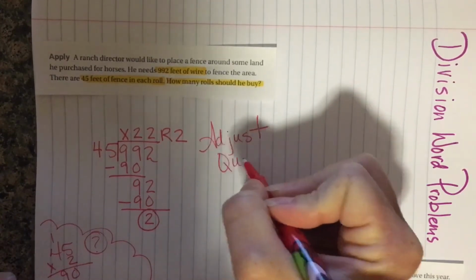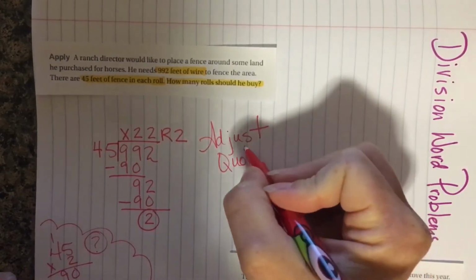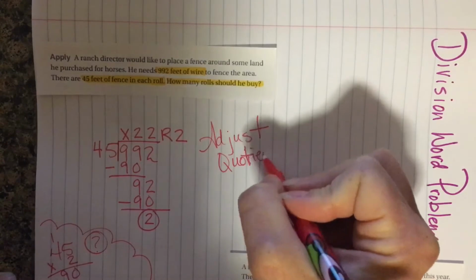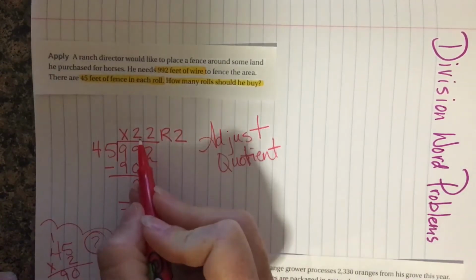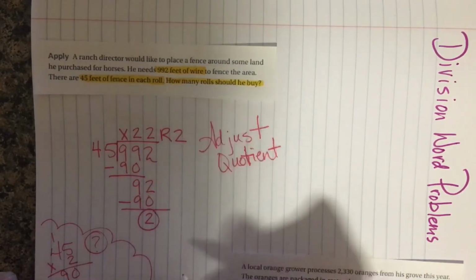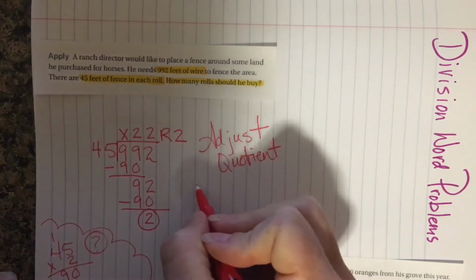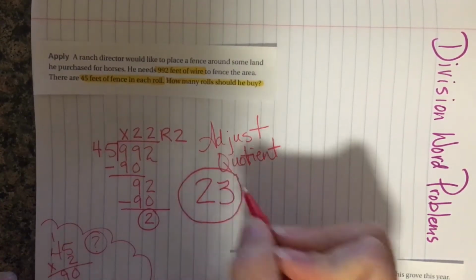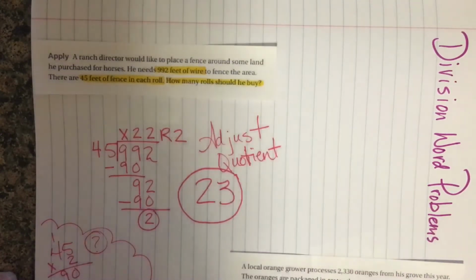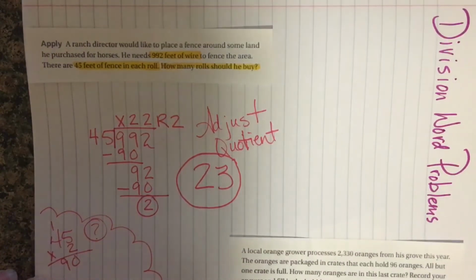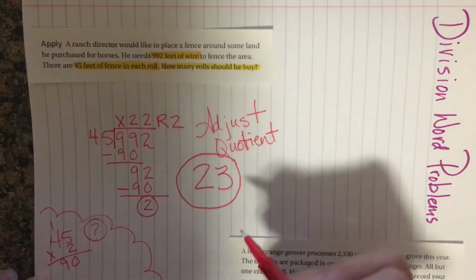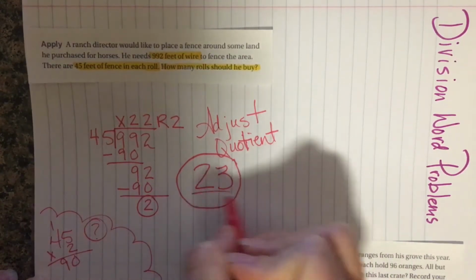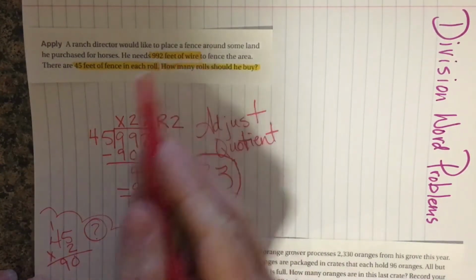Adjusting your quotient just means I know I'm going to have to buy this extra roll. So my answer for this problem is 23 because I have to buy an additional roll. Am I going to have leftover fence? Yes, but the store is going to require me to buy all 23 rolls to cover my project.